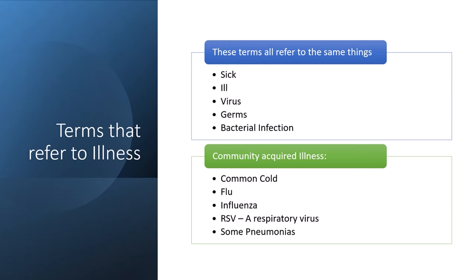You may also have heard people refer to something called a community-acquired illness. A community-acquired illness is an illness that you get from being out in the community, as opposed to an illness that you get from being in a hospital environment. And that could be the common cold, that could be the flu, influenza, RSV you may have heard of, and that's a respiratory virus, and then pneumonia.